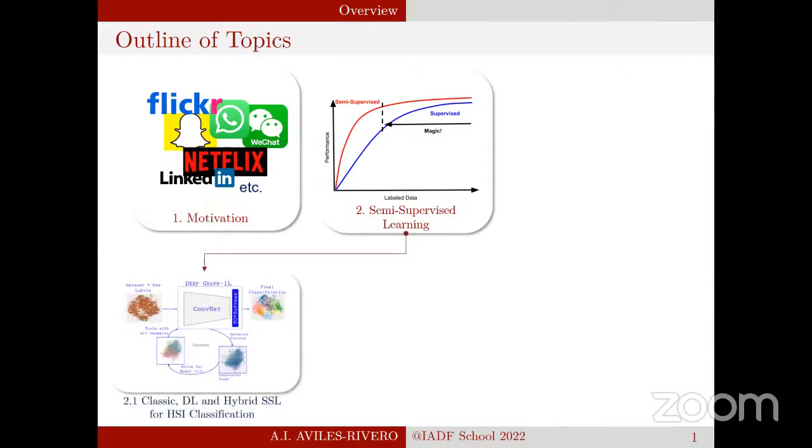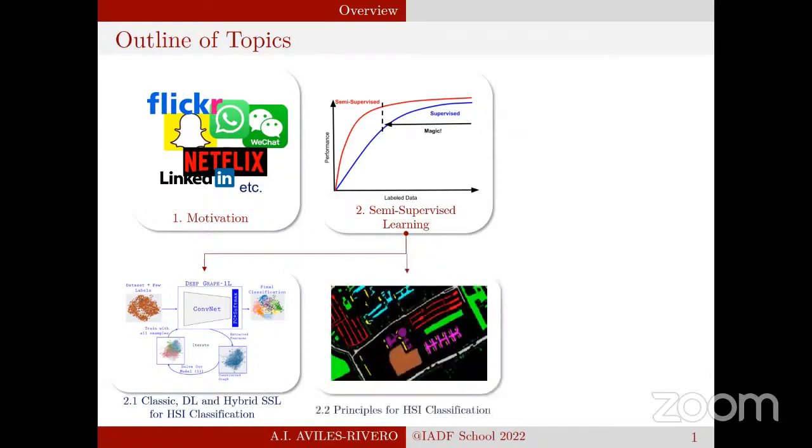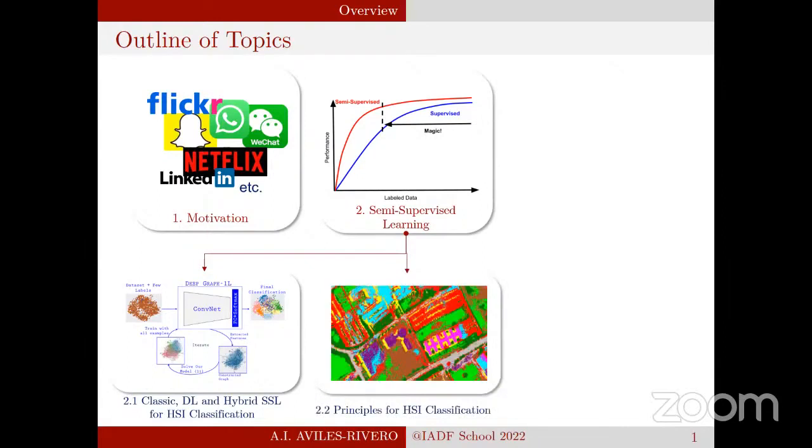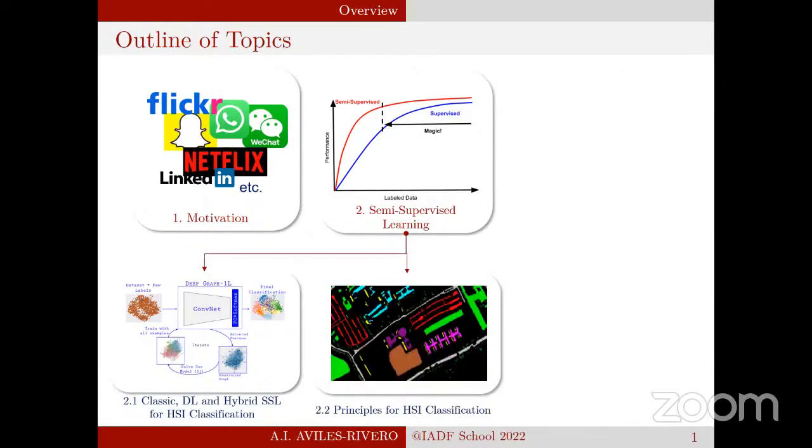From there, we are going to discuss and revisit classic and deep learning techniques, and how we can get the best of both worlds, classic techniques and deep learning techniques, and fuse them into so-called hybrid models. For that, we are going to do a case study on hyperspectral classification, and we are going to take a look at what is done in this area.